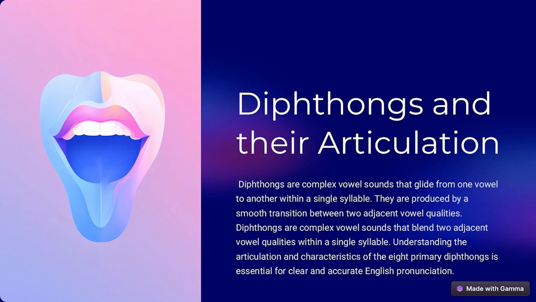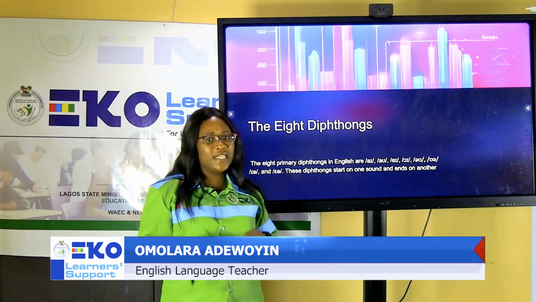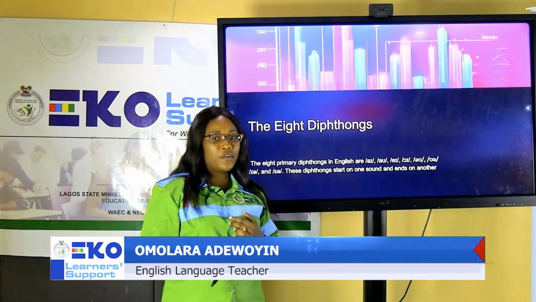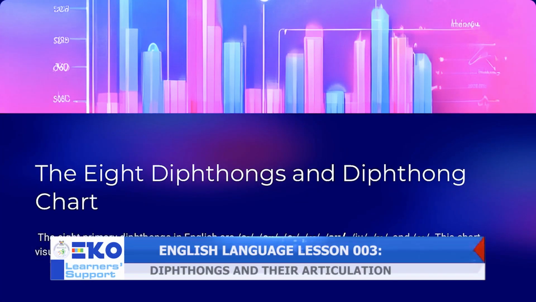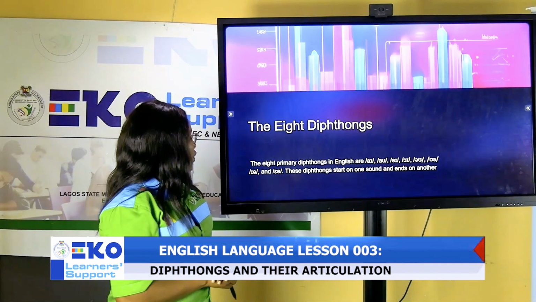An understanding of diphthongs and their characteristics would help us articulate and speak the English language properly. Let's look at these diphthongs. There are 8 diphthongs in the English language. Remember, we have 12 monophthongs and then 8 diphthongs. Altogether, we have 20 vowel sounds. Here are the 8 diphthongs.